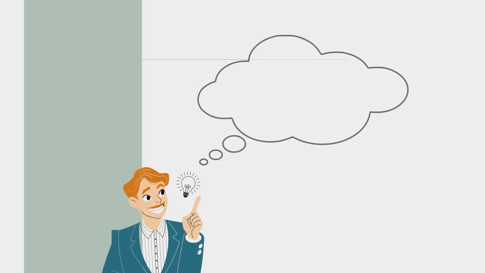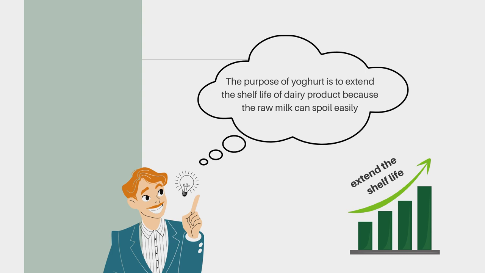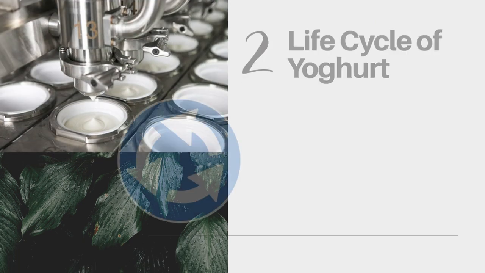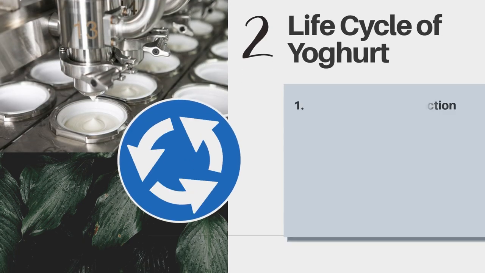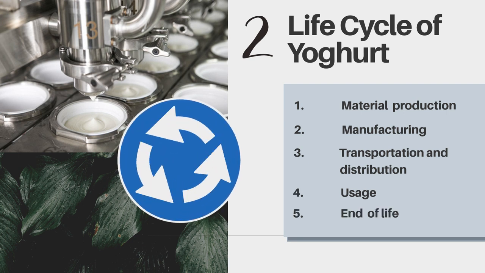Therefore, here we learn that the purpose of yogurt was actually to extend the shelf life of dairy products such as milk, because raw milk can spoil easily. Next, we will learn about the life cycle of yogurt, which covers material production, yogurt manufacturing, transportation and distribution, usage, and lastly, the end of life.